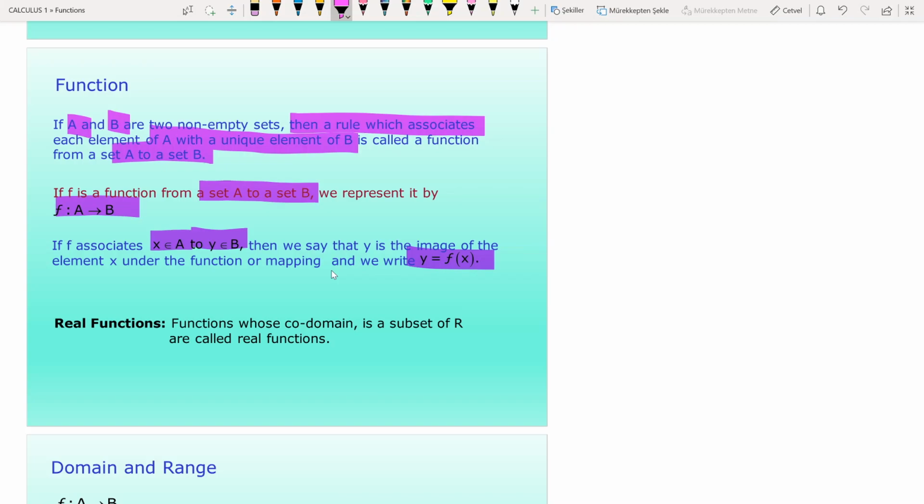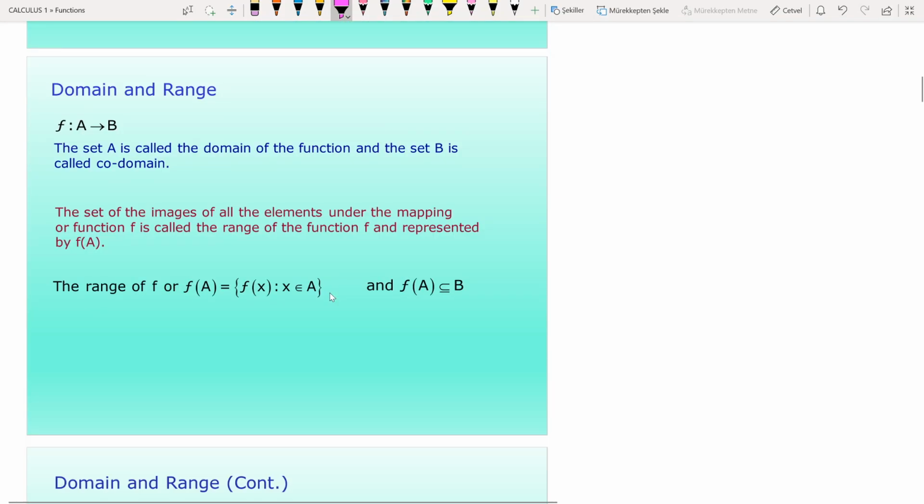What are real functions? Functions whose codomain is a subset of the real numbers are called real functions. What is the domain and what is the range? You may remember all these concepts from high school, but I think it's a good idea to remind again. Again, f is from the set A to B. The set A is called the domain of the function, and the set B is the codomain.